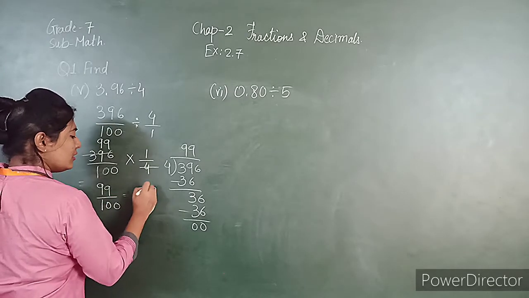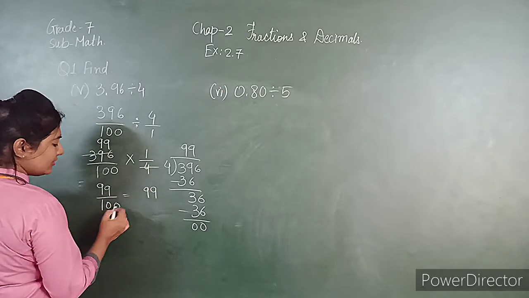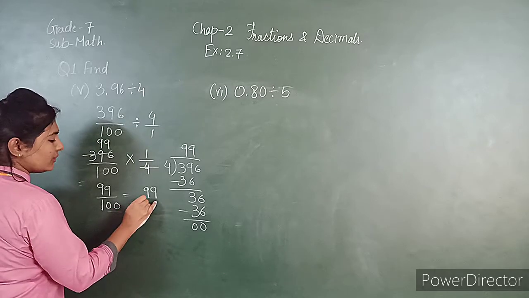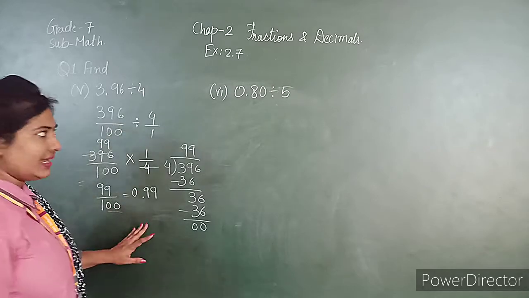Now we count from the back side and 2 zeros are there. So we have to put the point over here. So our answer is 0.99.